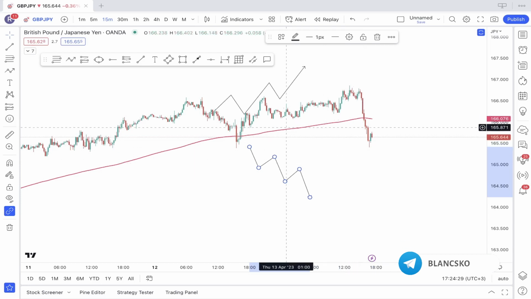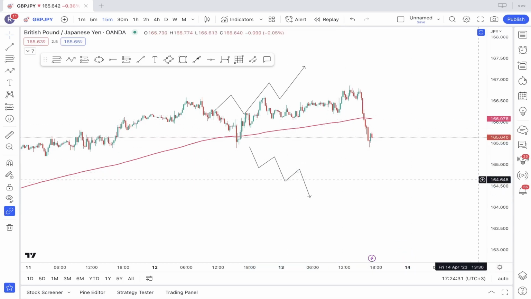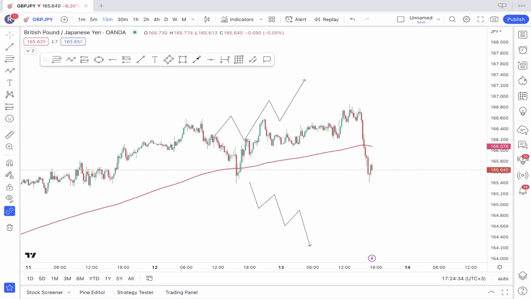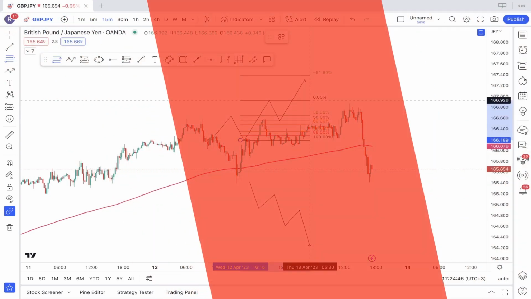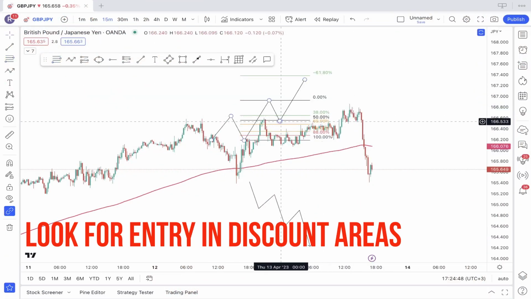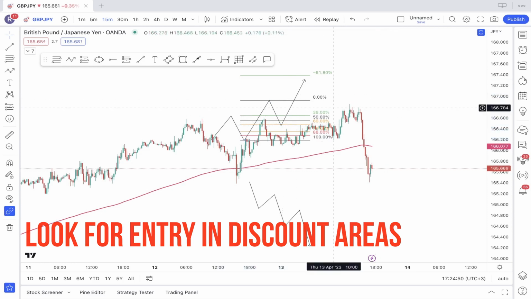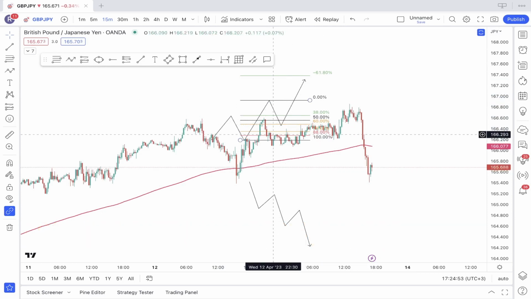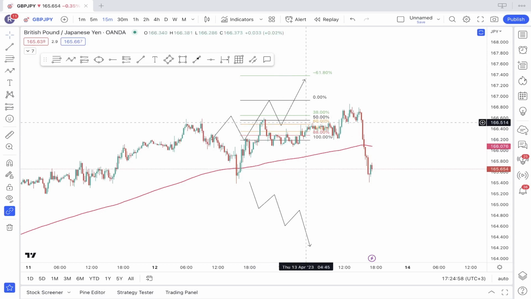Now, let's move on to the second rule. Once we have a break of the most recent high and the price is above the 200 EMA, we will then place the fib and look for a possible entry in one of our discounted areas. We would like to have an entry between the 60 and the 88% levels on the fib. That's our discount area. That's our entry area. That's where we will look for entries.